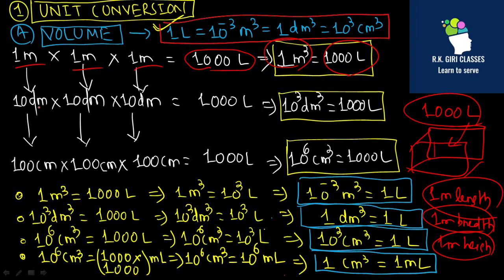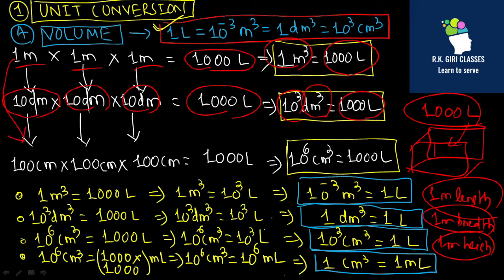That means 1 meter is equal to 10 decimeter. That means 10 to the power 3 decimeter cube is equal to 1000 liter. And you know that very well, 1 meter is equal to 100 centimeter, or 1 decimeter is equal to 10 centimeter, or 10 decimeter is equal to 100 centimeter. As you can transform this, 100 centimeter, 100 centimeter, 100 centimeter is equal to 1000 liter. That means 10 to the 6 centimeter cube is equal to 1000 liter here, right?